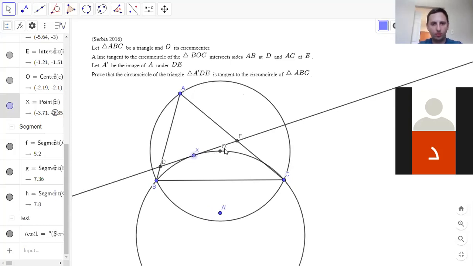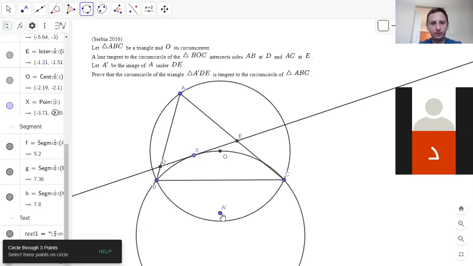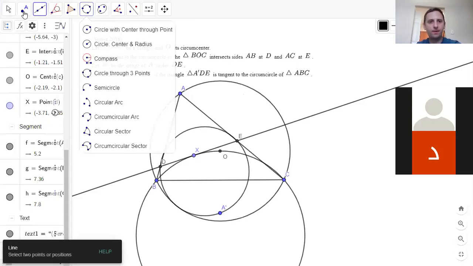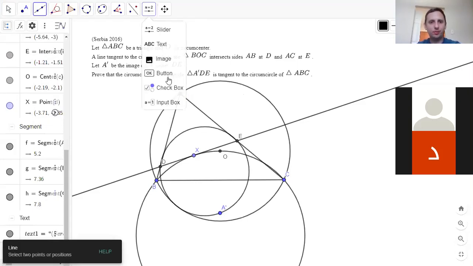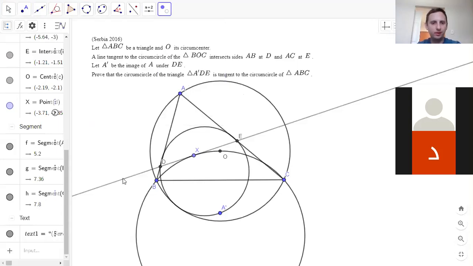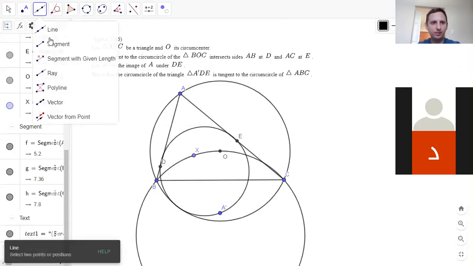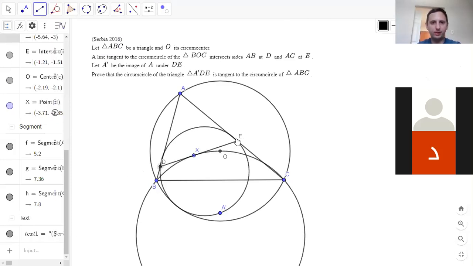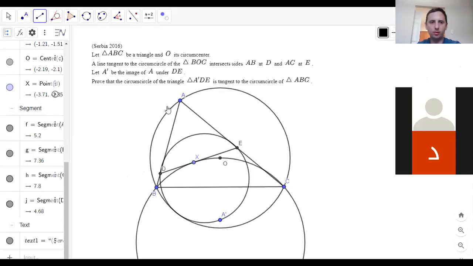Okay. So if I draw the circumcircle of A prime DE, it's saying that that's actually tangent to the circumcircle of ABC. That's what we have to prove. So yeah, I like these problems from Serbia. They're pretty simple statements, but I don't know if it'll be that easy to prove. I don't think A prime DE is isosceles. No, there's no way.